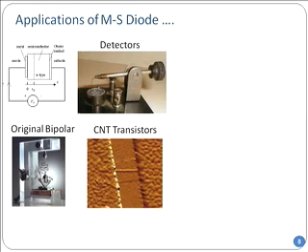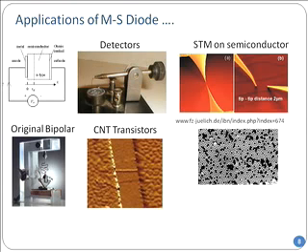These are metal contacts, and the long wire is a semiconductor, carbon nanotube. That's something that's very important. People work on it all the time, metal-semiconductor junction. And then, of course, the STM tip.